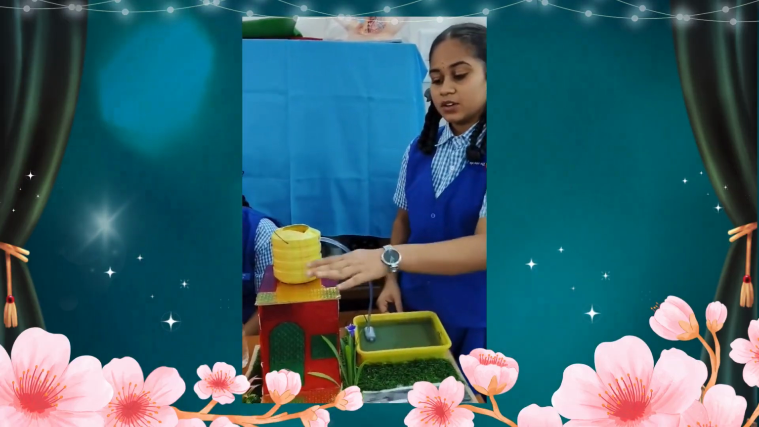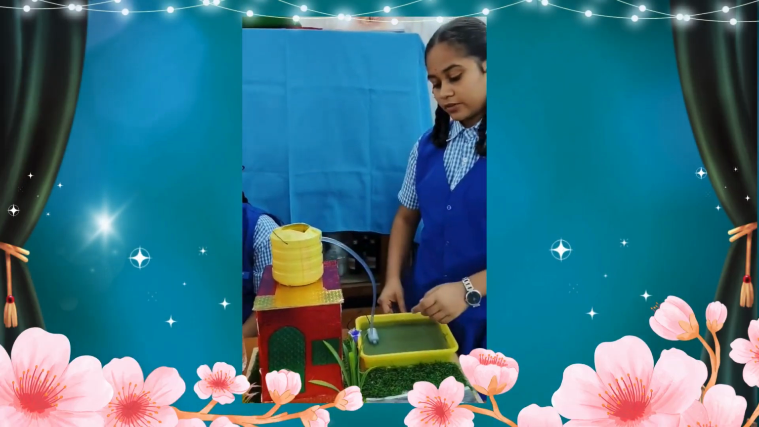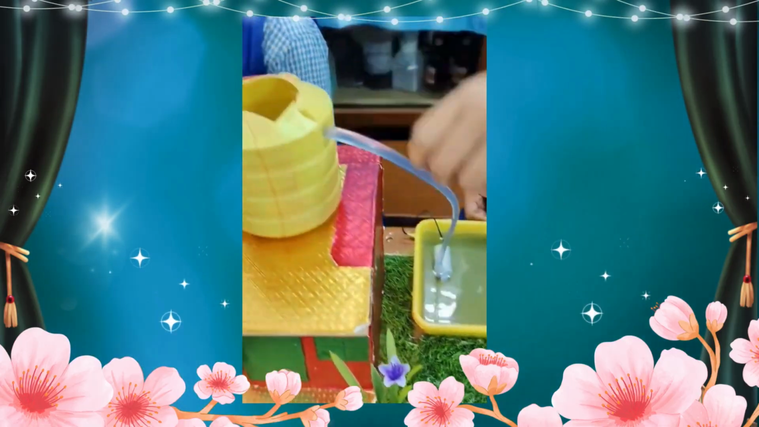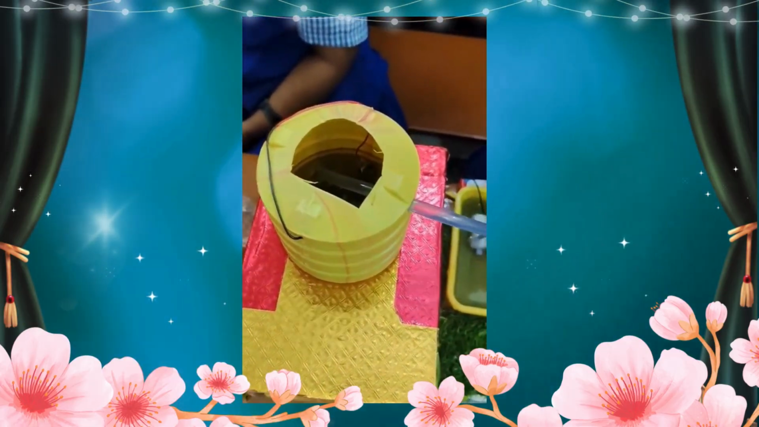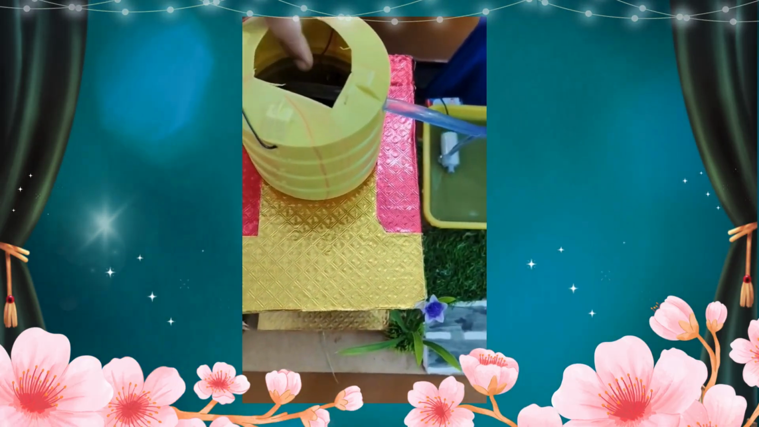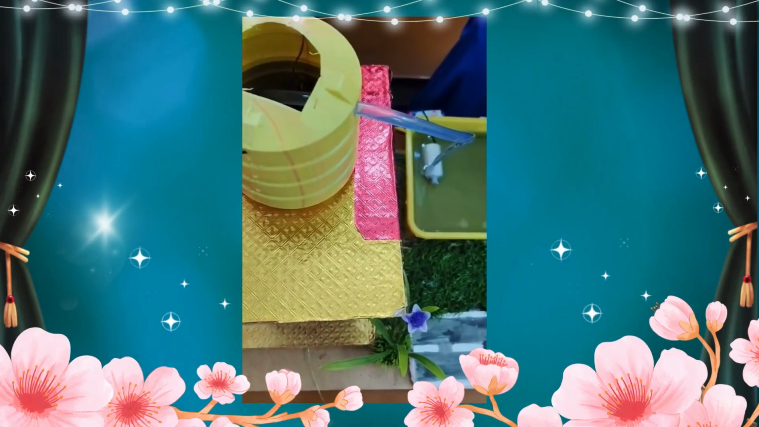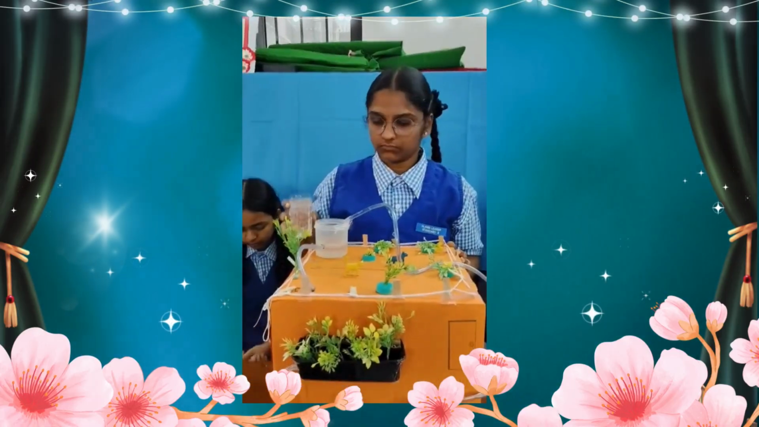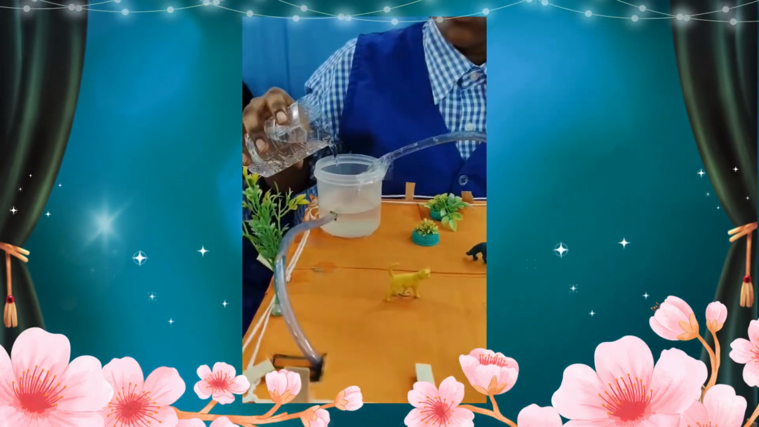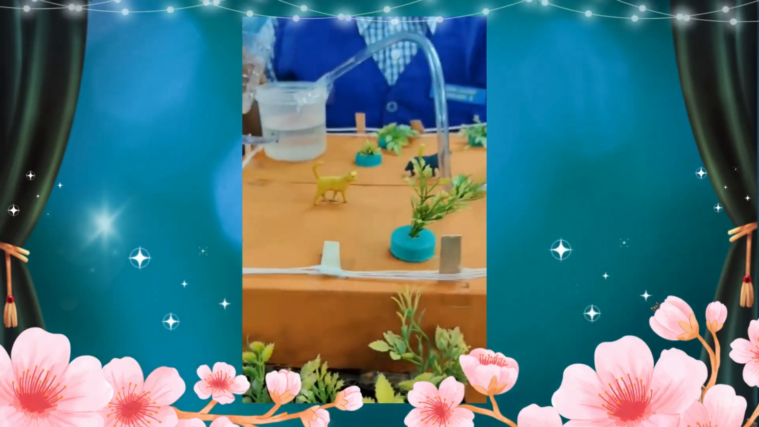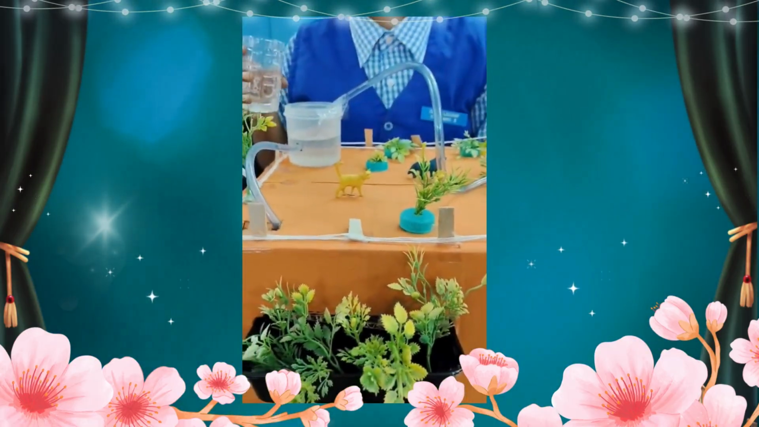This is a sump, a house and a tank. So when I switch on the motor, the water will flow from here to the tank. When it reaches a certain level, there is a water buzzer kept at the back side. There are two nets kept inside. So when it reaches a level, it gives an indication and we can switch off the motor. When we pour water here, water goes like this and it reaches back to the plants.